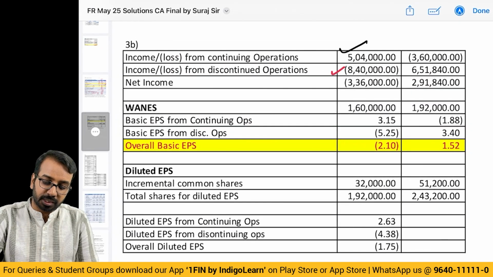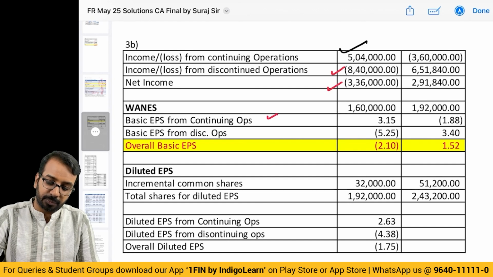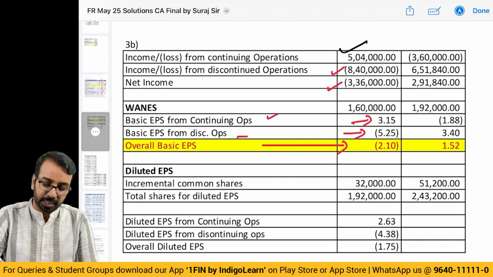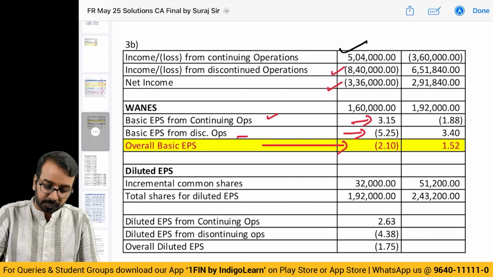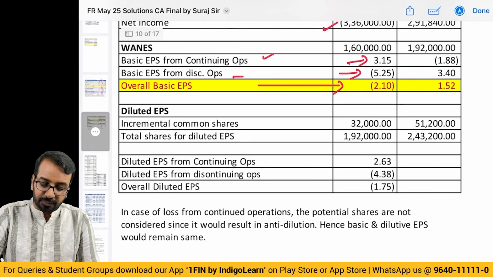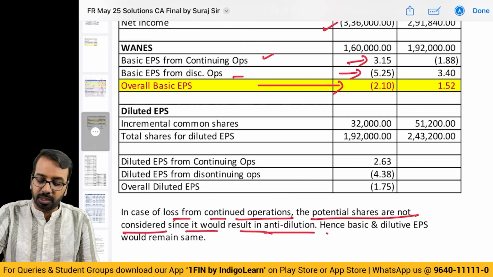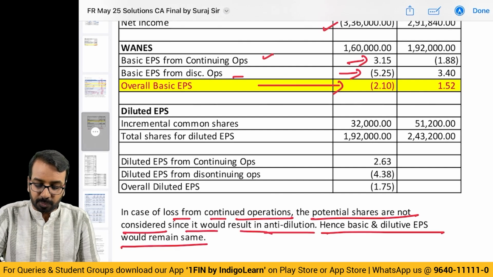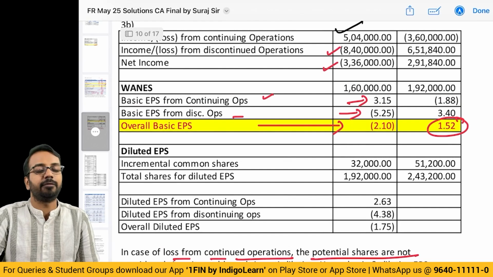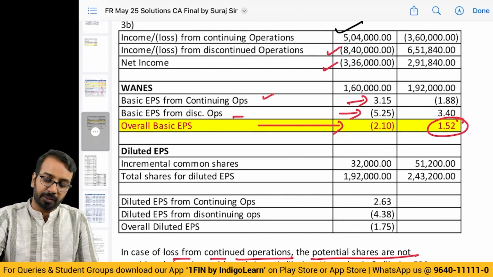Continuing operations, discontinued and net income is given. Basic EPS from continuing operation, basic from discontinued and overall basic EPS. And for B Limited, if there is loss from continued operation, potential shares are not considered since it would result in anti-dilution, and basic and dilutive EPS would remain the same, which is 1.52 in this particular case.